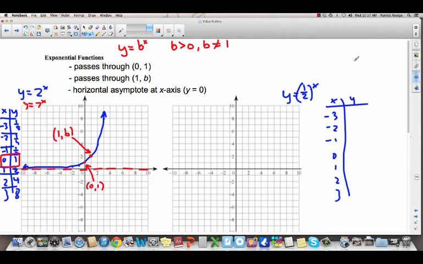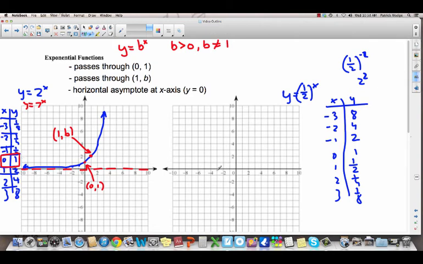1/2 to the negative 3. Oh, that sounds like another flipping thing. So that's the same if we flip this, 2. 1/2, we get 2 cubed, which is 8. If we put 1/2 to the negative 2, you'd flip it, you'd get 2 squared, you get 4. If this is negative 1, you flip it, you just get 2. Anything to 0 power is 1. 1/2 to the first power is 1/2. 1/2 squared is 1/4, and this is 1/8. Do you see it's just exactly the opposite here? And that shouldn't surprise us too much.